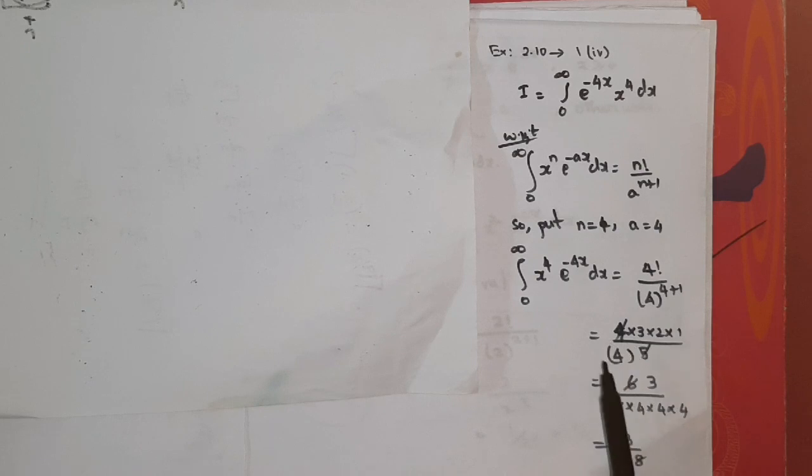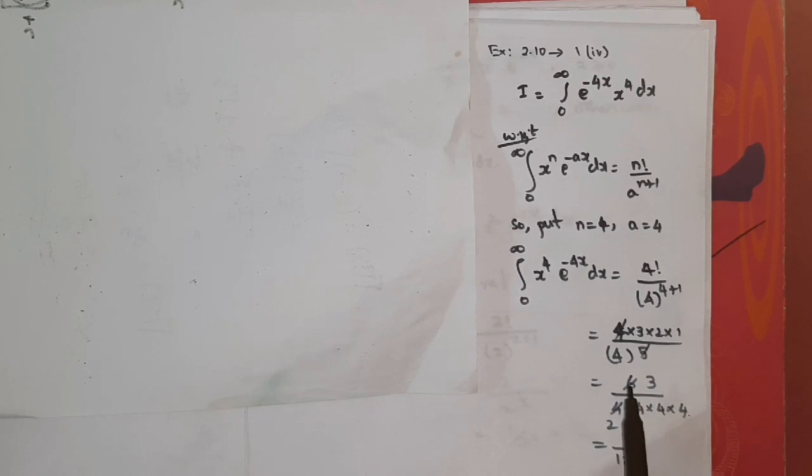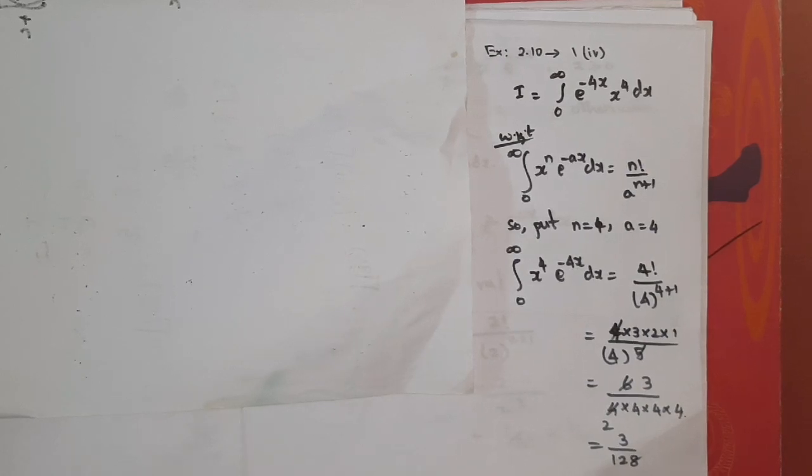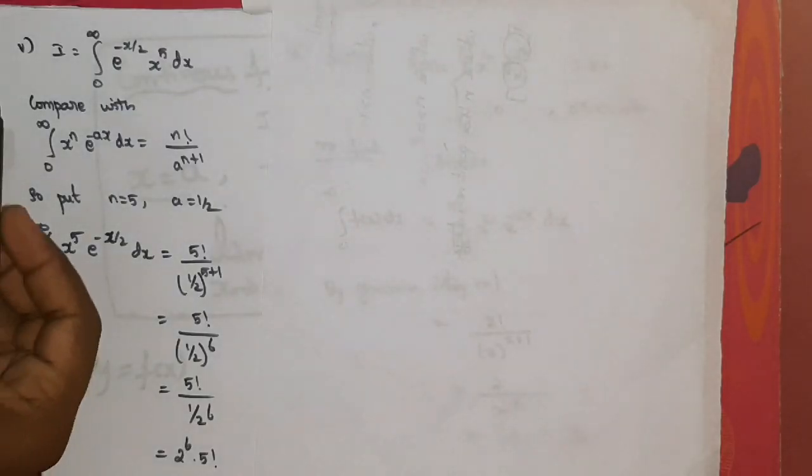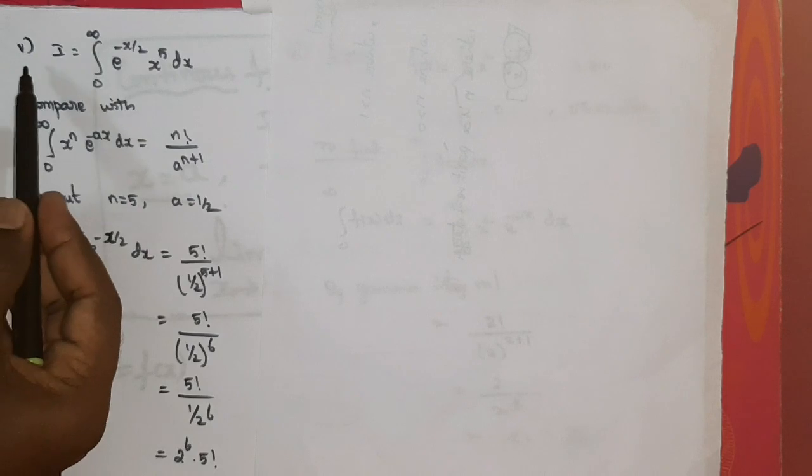So here we have five 4s. One 4 and one 4 get cancelled. So the remaining four 4s will be there. So 4 into 4 into 4 into 4. The numerator 3 into 2 into 1 becomes 6. Now when you cancel it, you get here 2 times, here 3 times. So 3 by 128. So now the same sum, question number 1 in the exercise, fifth subdivision.